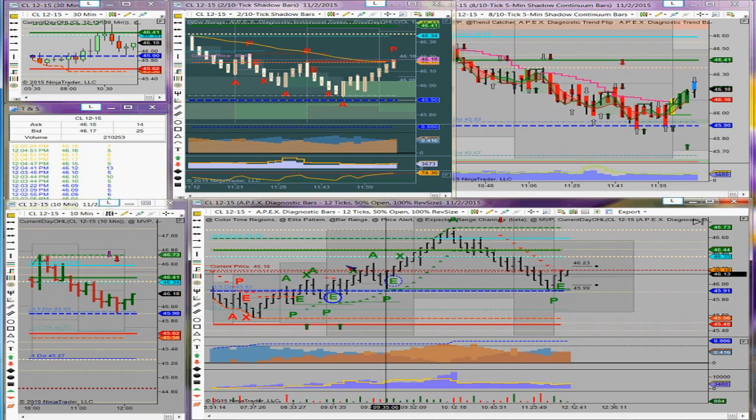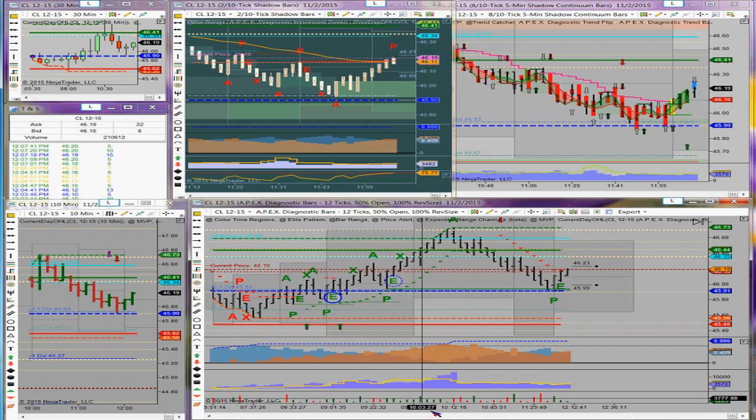You could have taken it to this big magnet right here. You could have taken it onto the green ice. And this long bar right here might have caused you to get out. But that's why I say check this down here.